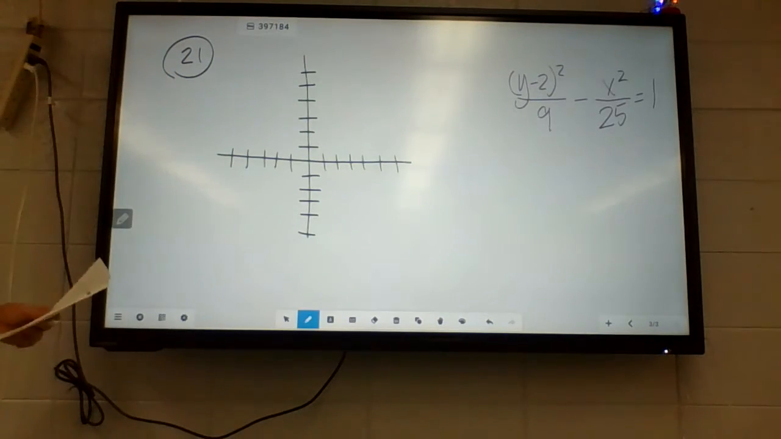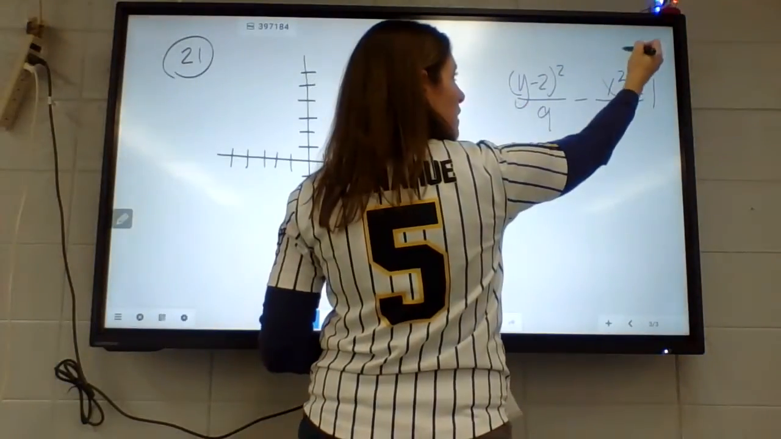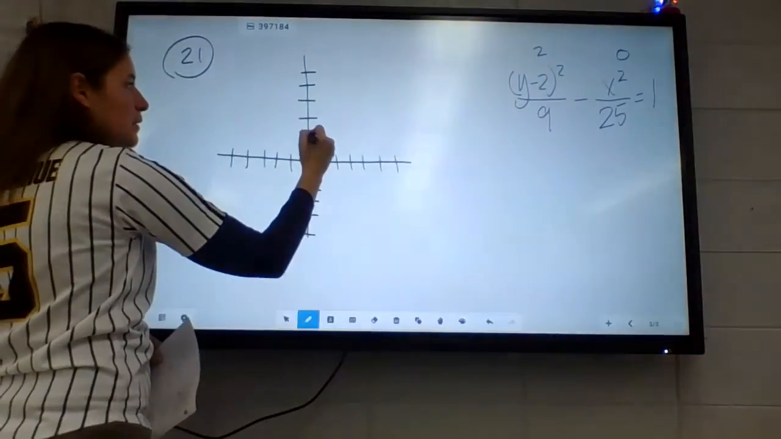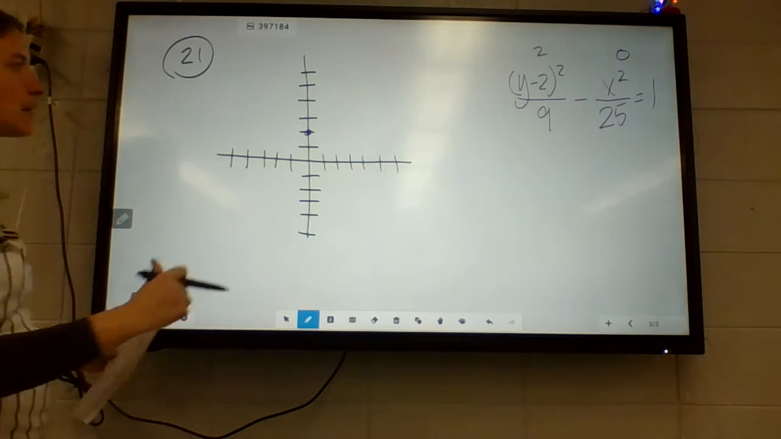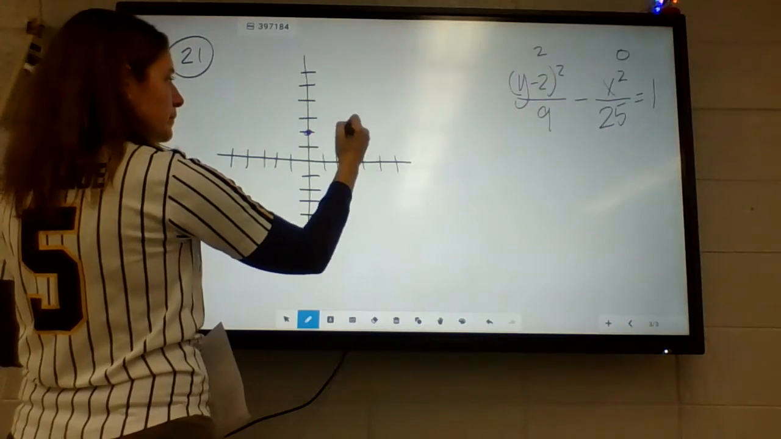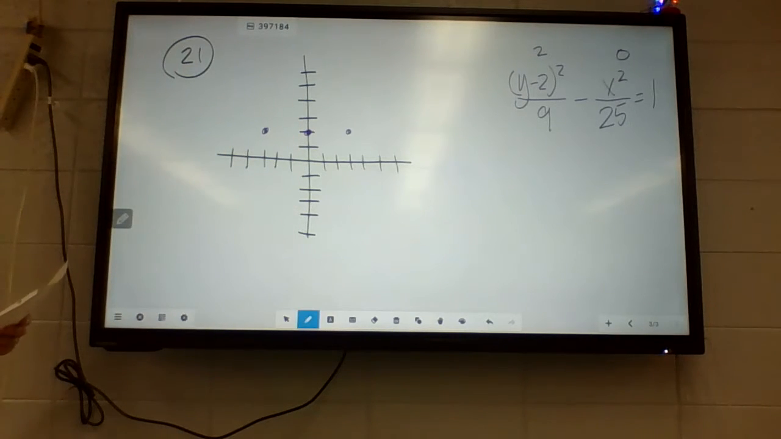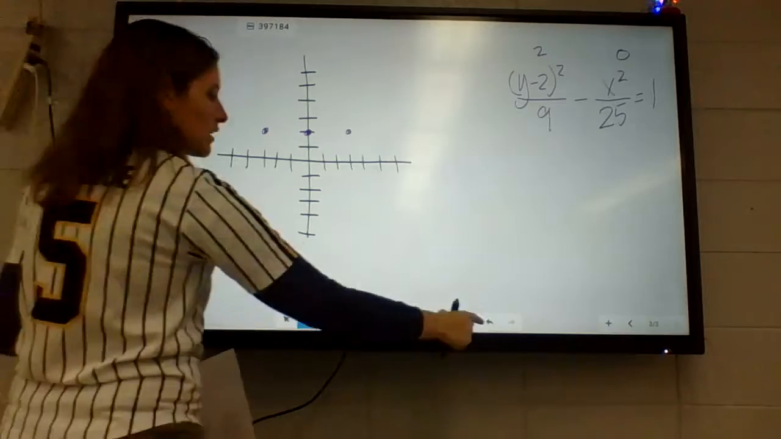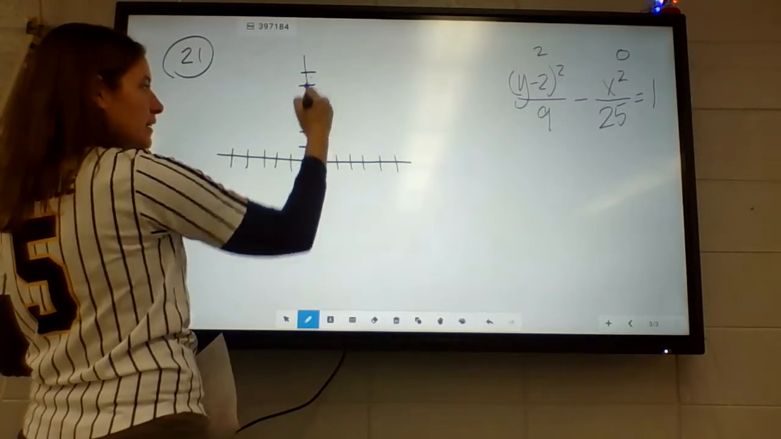All right, so our vertex is at 0, because there's nothing here, and then 2. So that would be an easy one to get flipped, again, because they're out of order. And then in the y direction, I'm going to go out 3. But that's where my hyperbola, oh, that's not the y direction, sorry. See, that's why I do this wrong all the time. Out 3.